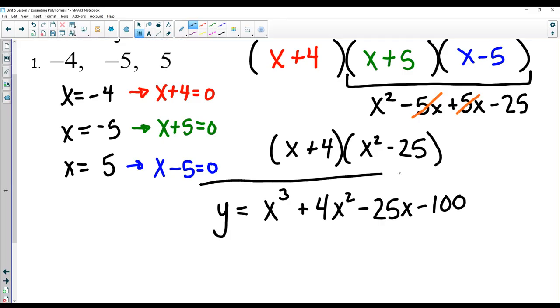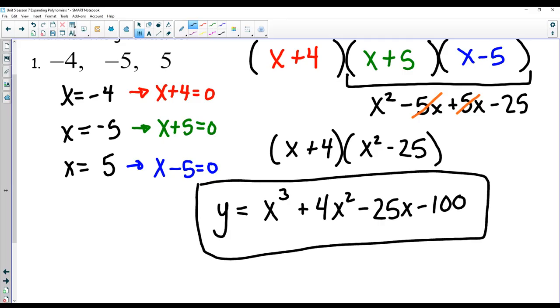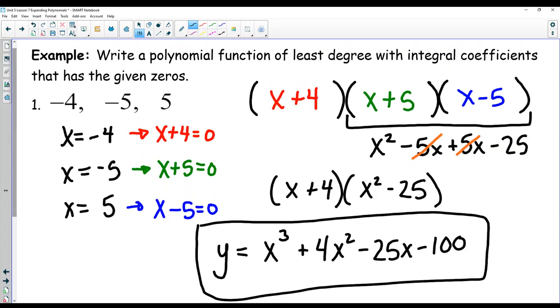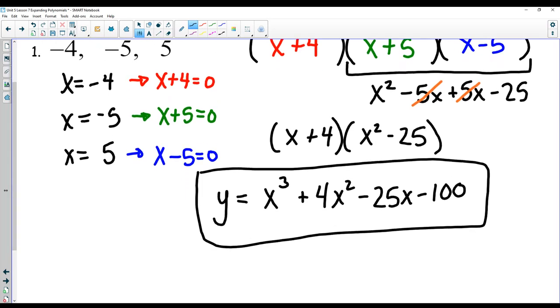The other thing to consider with your final answer is that we want this as a polynomial function. If we look back, it says write a polynomial function. A function is not an expression. A function is an equation. So you can't leave this as just x cubed plus 4x squared minus 25x minus 100. You have to have y equals or f of x equals or something out front in order for this to be a polynomial function. So that would be our final answer for that one.